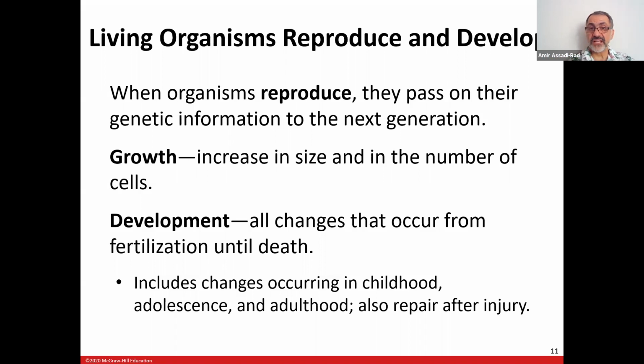Growth is an increase in size. It's different than reproduction. Well, growth is a type of reproduction as well, an increase in size and in numbers of the cells. Development is all changes that occur from fertilization until death. That is called development. And again, there are chapters, we'll talk about that. It includes changes during childbirth, adolescence, and adulthood. Also repairs after injuries.